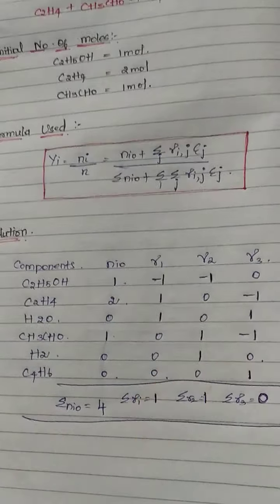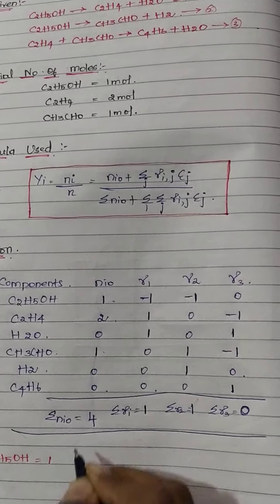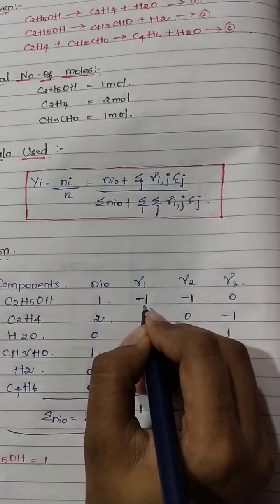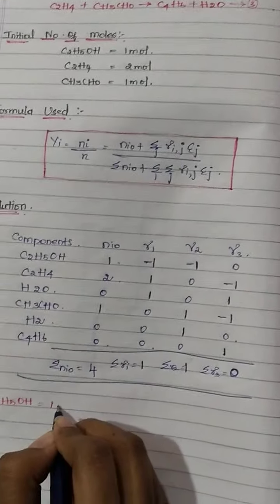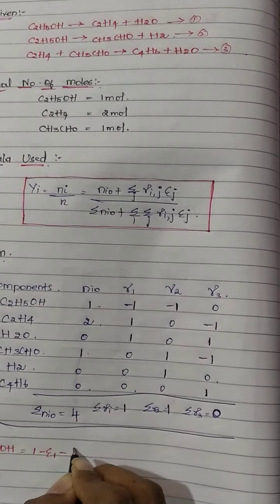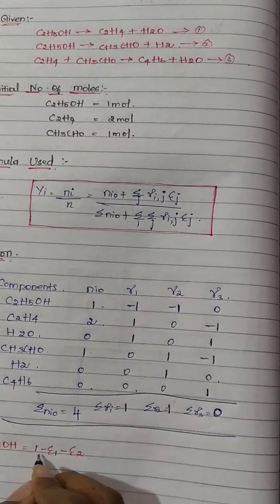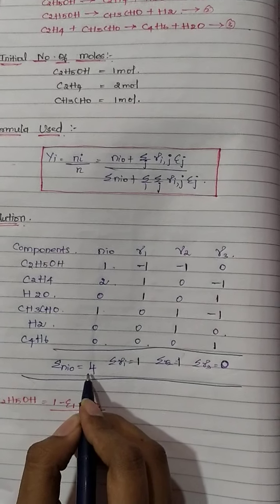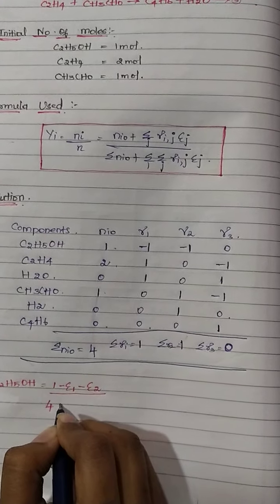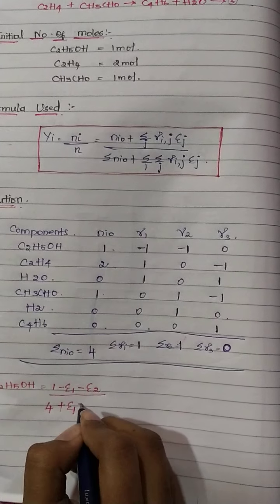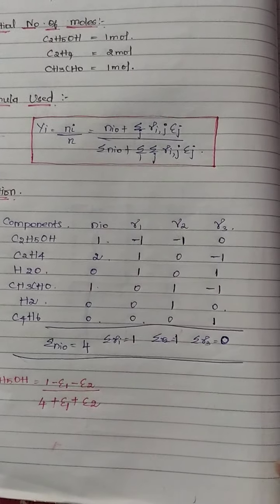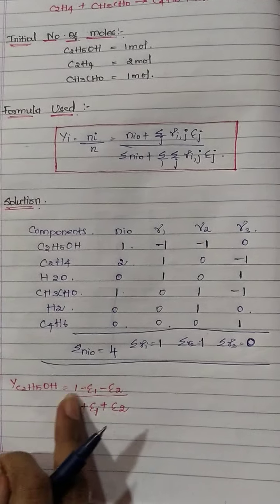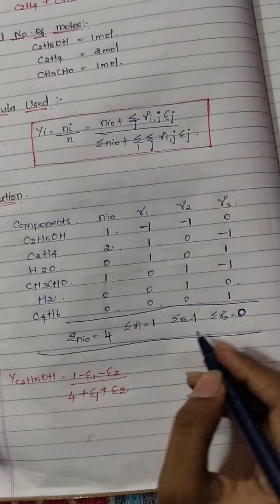So first I will start with YC2H5OH. You will be having a small difference when compared to your 2 reactions. So first is Ni naught, it is 1, plus nu 1 into epsilon 1, that is minus epsilon 1, minus epsilon 2, and nu 3 is 0, so you won't have any term. Similarly, denominator is summation Ni naught, which is 4, plus epsilon 1 plus epsilon 2, nu 3 is 0, so you won't have any term. As I told already, your denominator is same, but make sure it is correct.